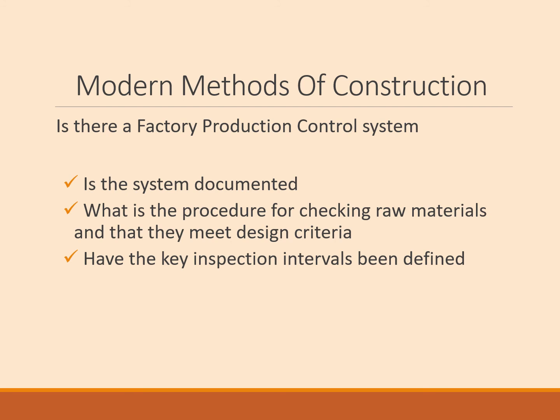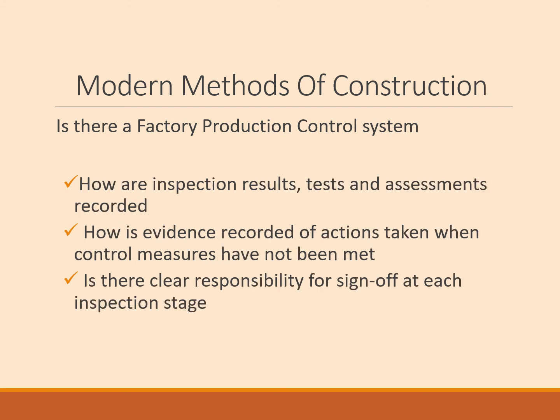Is there a factory production control system? Is the system documented? What is the procedure for checking raw materials and that it meets the design criteria? Have key inspection intervals been defined? How are inspection results, tests and assessments recorded? How is evidence recorded of actions taken when control measures haven't been met? Is there a clear responsibility for sign-off at each inspection stage?